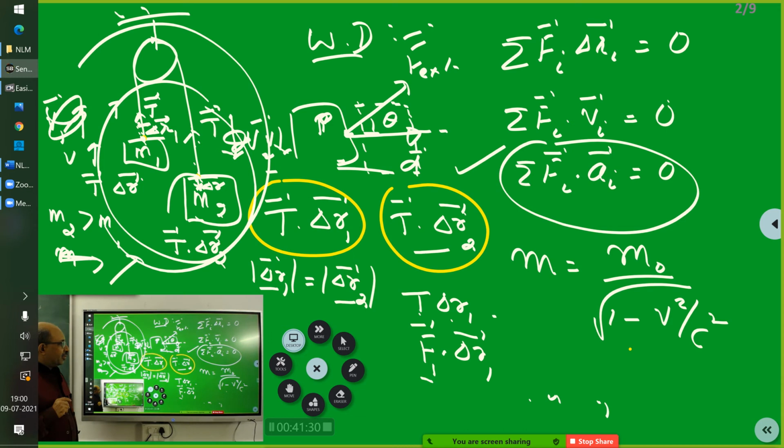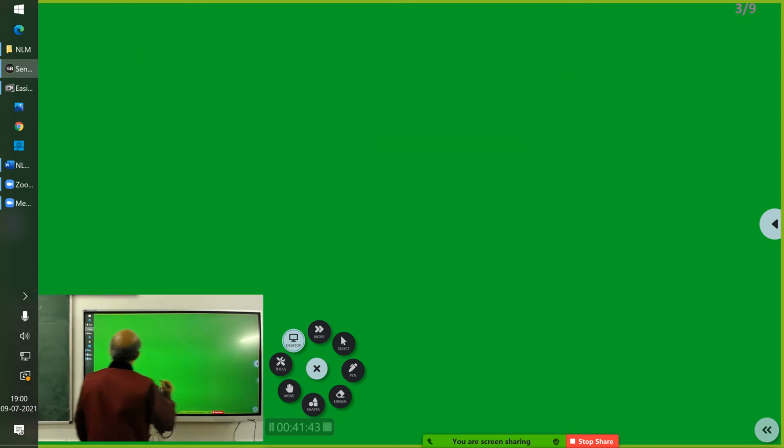So in this equation, the summation Fi bar dot delta Ri bar is equal to 0, we have assumed that all forces are constant. No, I didn't say all forces are constant here. See, I'll tell you what the situation is.